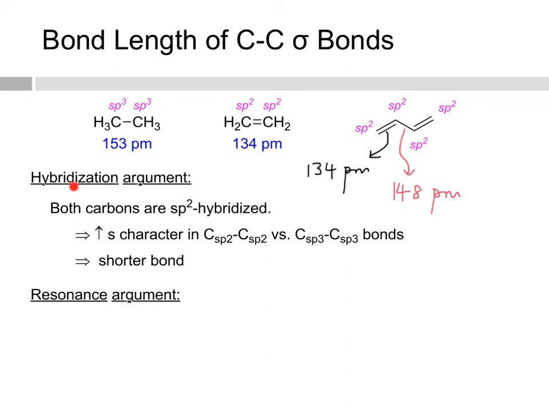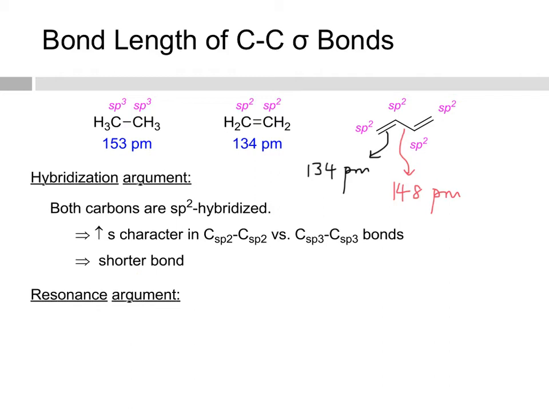There are two possible arguments for this. One is a hybridization argument. In that case, we're saying that both these carbons are sp2 hybridized, and since we have greater S character in carbon sp2 bonds than in carbon sp3 bonds, we end up with a shorter bond.